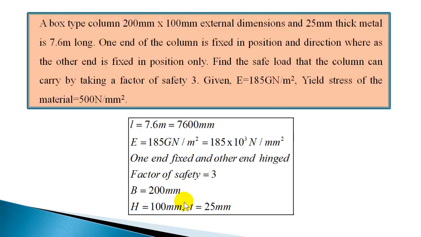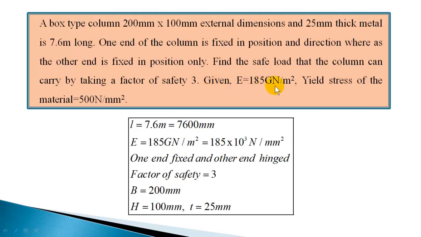Let us work out another example. A box type column 200 mm by 100 mm, external dimensions and 25 mm thick metal is 7.6 meter long. One end of the column is fixed in position and direction, whereas the other end is fixed in position only. Find the safe load that column can carry by taking a factor of safety 3.